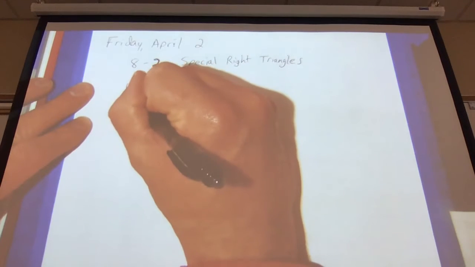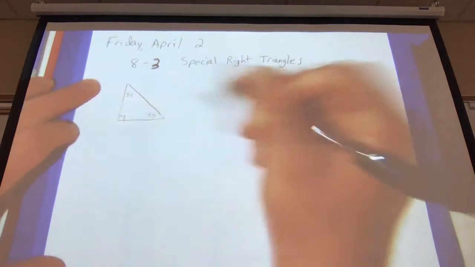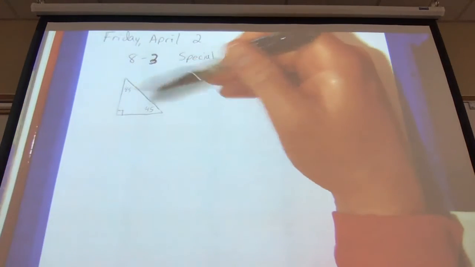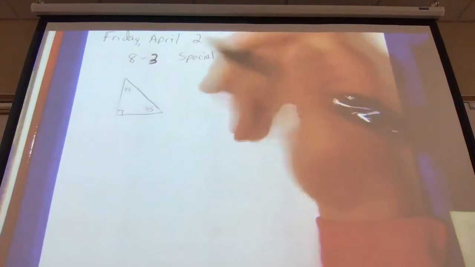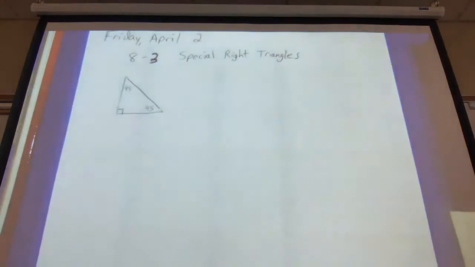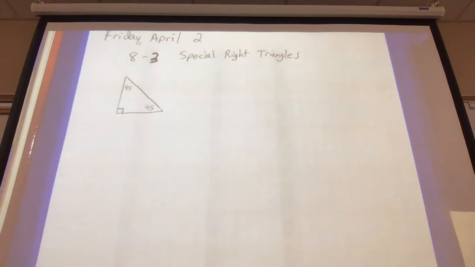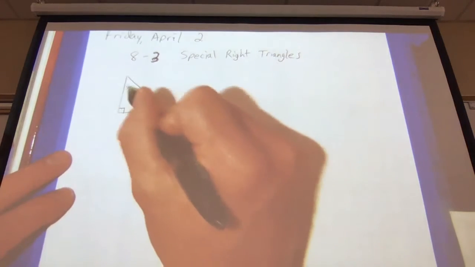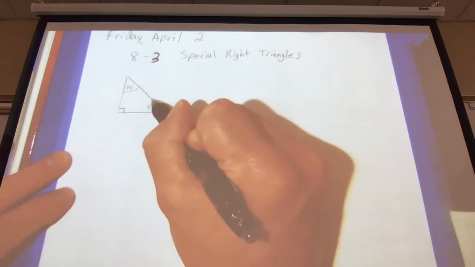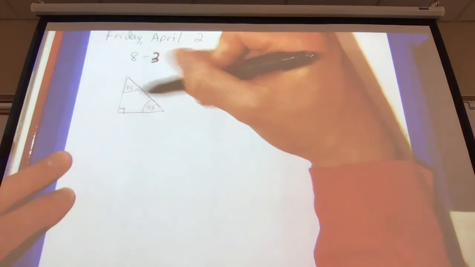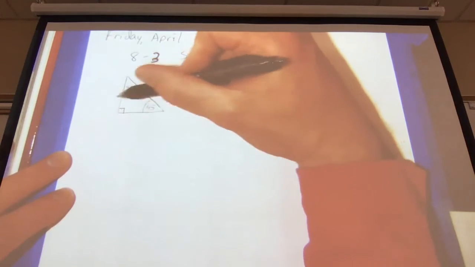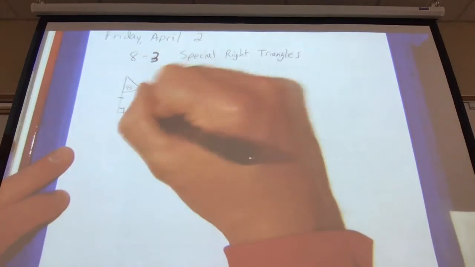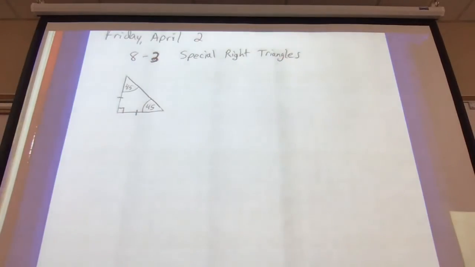And this one's going to be what we call a 45, 45, 90 triangle, because it has a 45-degree angle, another 45-degree angle, and a 90-degree angle. We just kind of shortcut that and call it 45, 45, 90. Now, this one's a special right triangle because these two angles are congruent. And if you go back to first semester, if these two angles are congruent, what do I know about the sides across from them? They're also congruent. That's what makes this one a special right triangle.